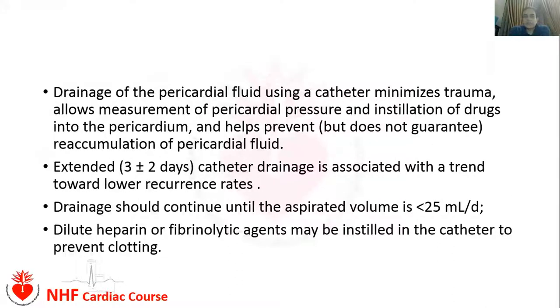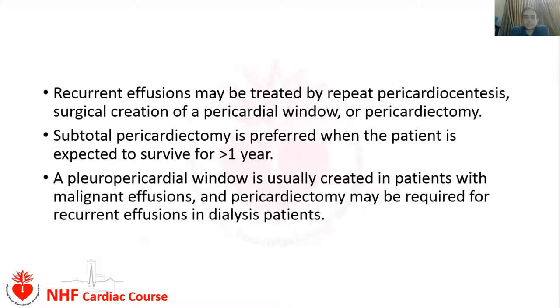Drainage of the pericardial fluid using a catheter minimizes trauma and allows measurement of pericardial pressure and instillation of drugs. Extended catheter drainage for 3 to 5 days is associated with a trend towards lower recurrence rate. Drainage should be continued until the aspirate volume is less than 25 ml per day. And when there is blockage in the catheter drainage, we can give heparin or fibrinolytic agents. Even if there is a purulent collection, you can also give a fibrinolytic agent.